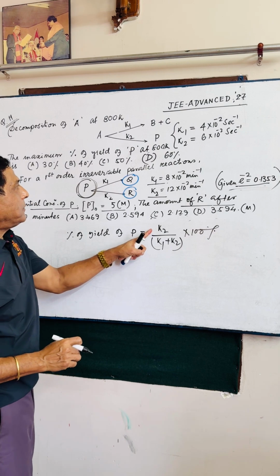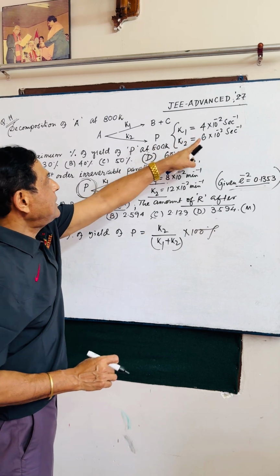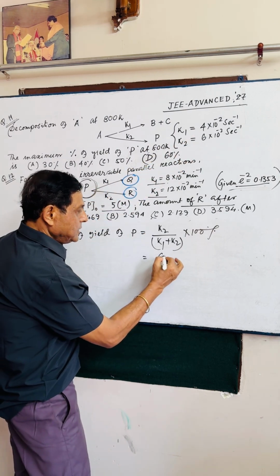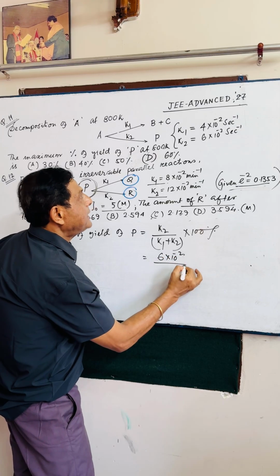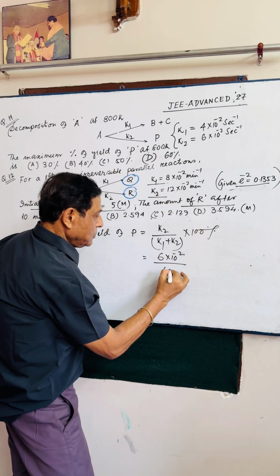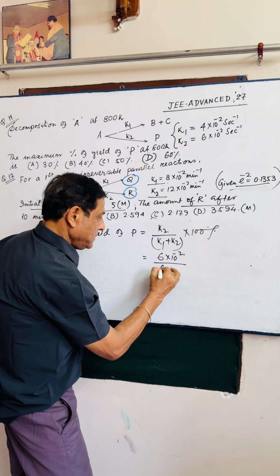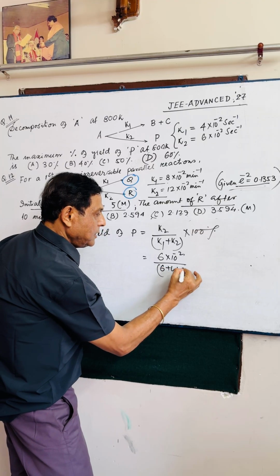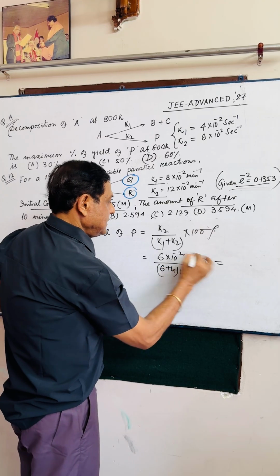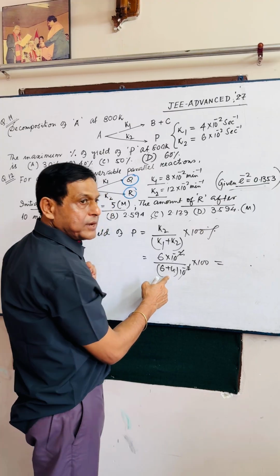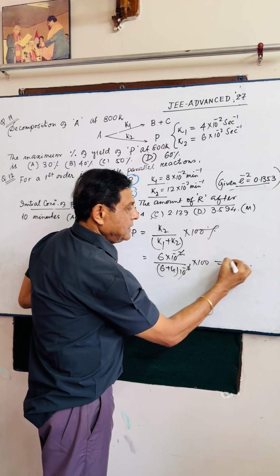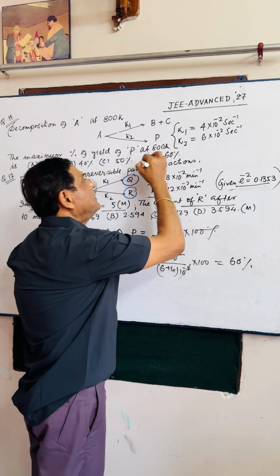So what is the value of K2? K2 is given as 6 into 10 to the power minus 2, by 6 plus 4 into 10 to the power minus 2, into 100. The 10 to the power minus 2 cancels, leaving 6 by 10, that is 0.6 into 100, that is 60%. So this will be the correct answer.